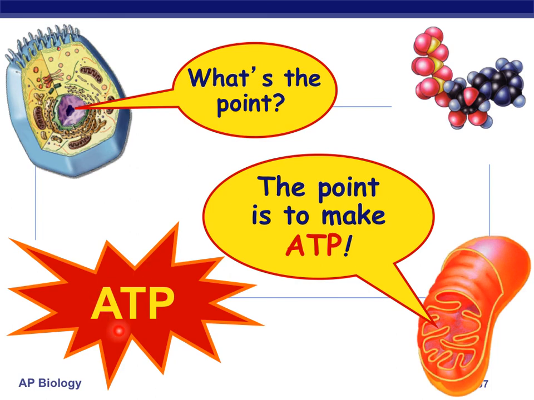Remember, this is the point. So we should be able to go back and have a final accounting of each of the steps. What are the reactants? What are the products? And what is the energy in the form of ATP molecules that are being made?